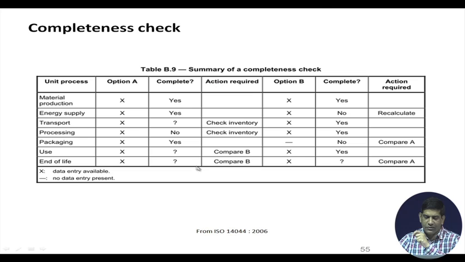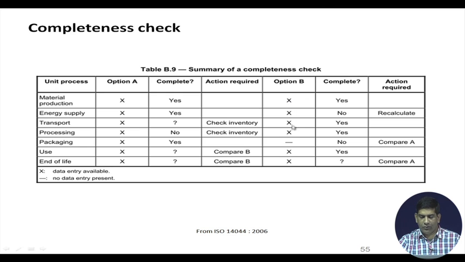For use and end of life, it says action is required because we have to compare with B, what B is doing. So we need to look at whether the data is available for B, and then see whether we can compare. We can put the same in terms of use and end of life. If it's the same product, we can put it under the same set of conditions for use and end of life to have a fair comparison between the two. Same thing you can do for option B.